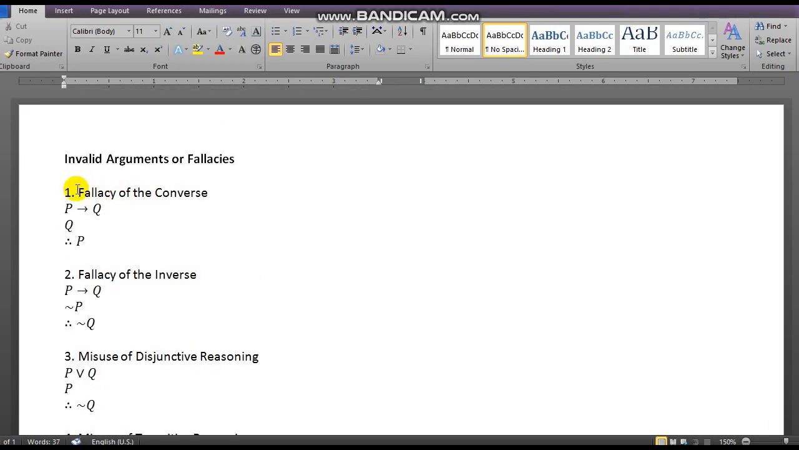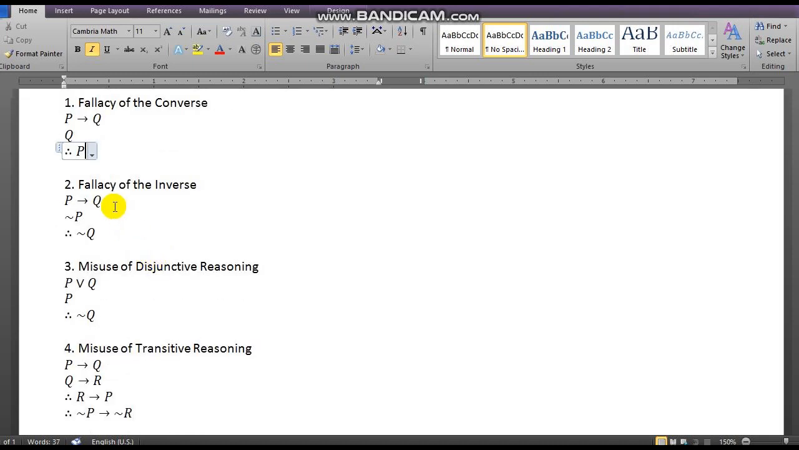So we have the first one, the fallacy of the converse. We have the statement P implies Q and Q is true. Then if we say that P is true, it is a fallacy. It's a false statement. Let's say if it rains today, then I will bring an umbrella. That's our P implies Q. If I bring an umbrella, that doesn't necessarily mean that it rains, right? So that's an example of the fallacy of the converse. Just because I brought an umbrella doesn't mean that it will automatically rain.